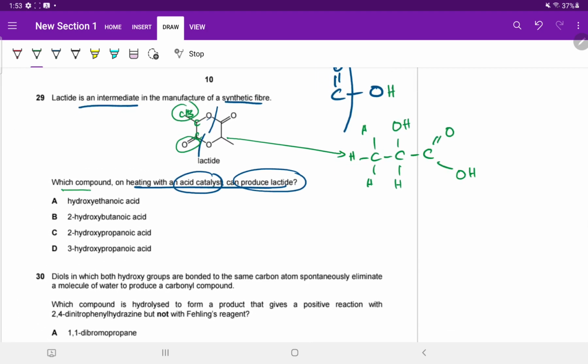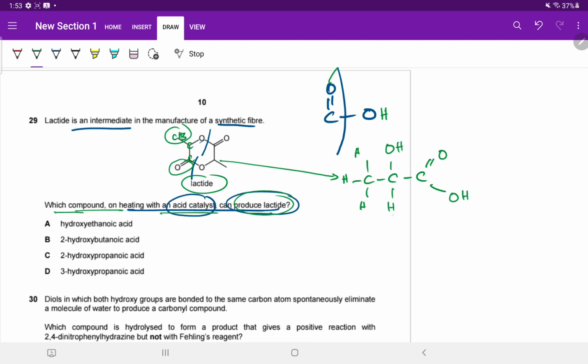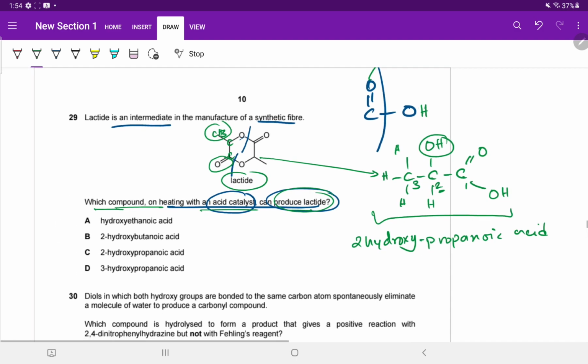So we basically have to identify which compound on heating with acid catalyst will produce this lactide. So this is the compound which needs to be heated with acid catalyst. So if you name this compound, carboxylic acid has the highest priority, so we need to start counting from this side. 1, 2, 3. So meth, eth, prop. So this is propanoic acid, and since the OH group is on the second carbon, it shall be 2-hydroxy. So 2-hydroxypropanoic acid shall be the name, which is shown in option C. So C is our correct response.